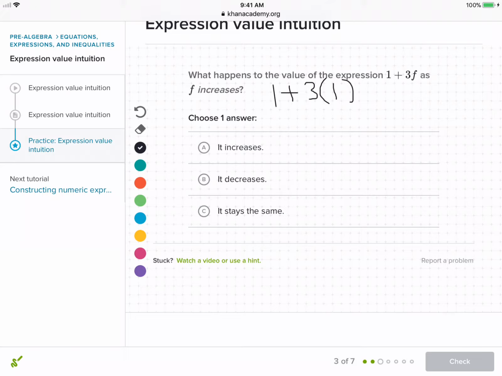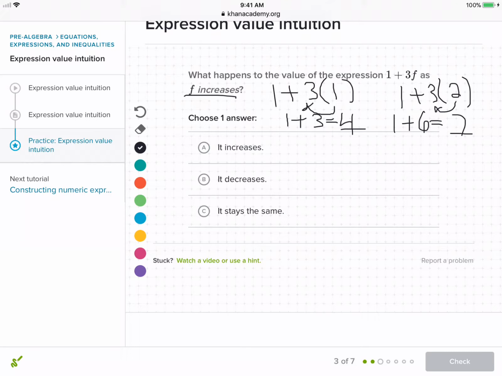So I'm going to go ahead and complete this problem then. I'm going to take 3 times 1 to get 3, plus 1 more is 4. Okay, and then I'm going to do this a second time. Since it tells me as f increases, I want to choose a number bigger than 1, so I'm going to use 2. I'm going to take 2 times 3 to get 6, plus 1 more is 7. So I can see that as f gets bigger, or whatever number I put in for f, my simplification, completing the problem, increases.